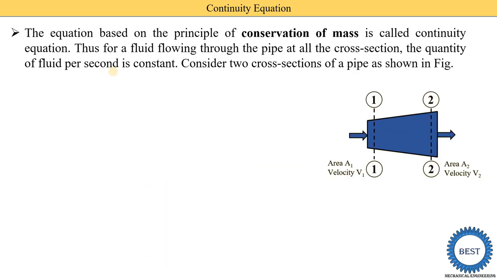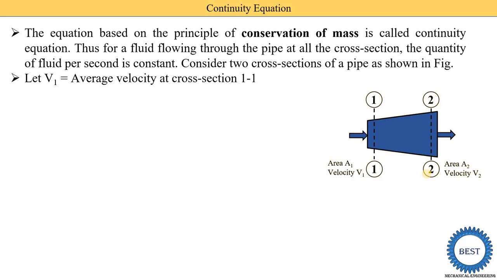Now consider the fluid flowing through a pipe. At all the cross sections, the quantity of the fluid per second is constant. Here we consider one pipe, and the area of the pipe is gradually increasing towards the outlet. This is the inlet, this is the outlet, and here we mark two cross sections, the first and the second. The fluid has certain properties at the inlet as well as at the outlet, but their values may be different.